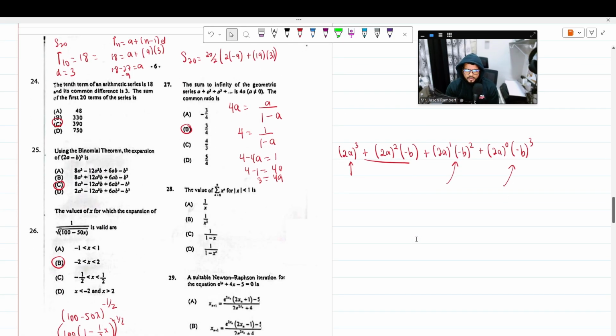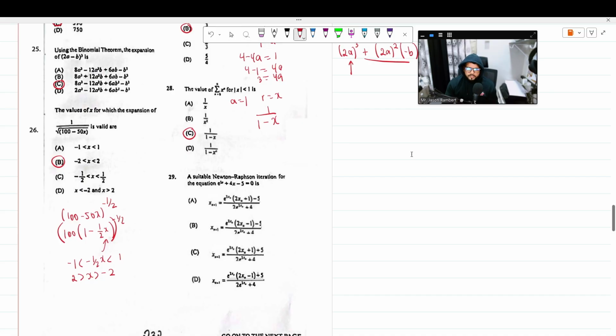Right, the value of n goes from 0 to n. Yeah. So a is going to be 1. r is going to be x. Oh, this was n goes from 1 to infinity. S infinity is a over 1 minus r. 1 over 1 minus x. Alright, Newton-Raphson.